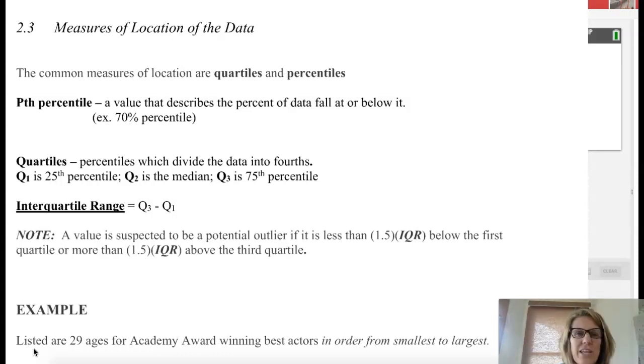Other places are like growth charts. If your child's in the 40th percentile, it just means they're bigger than 40% of the people in their age. Quartiles are percentiles that break our data into fours. The first quartile is the 25th percentile. The second quartile is called the median or the middle data value, and that's also the 50th percentile. So it divides your data exactly in half. And the third quartile, Q3, is the 75th percentile.